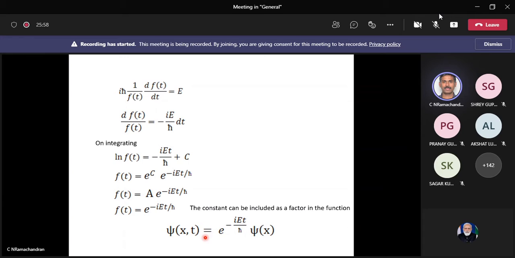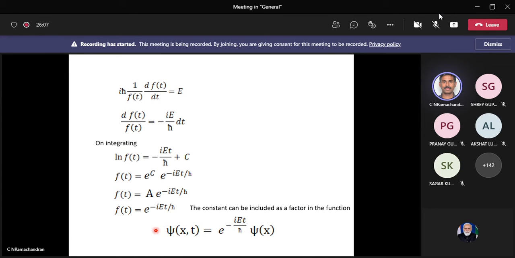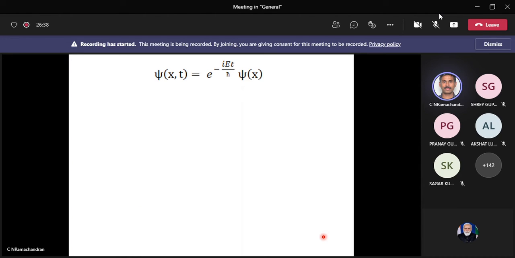Psi(x,t) = e^(-iEt/ħ) into psi(x), or psi(x) into f(t). So f(t) I am using this. If it is required, I can normalize these wave functions, but that depends upon system to system. Otherwise also I have no problem; if I want, I can multiply with the N of that. But for the normalization constant, we are interested only in the functional part, because the wave function for any system we have to normalize at the end depending upon the conditions. So here psi(x,t) we are writing as two parts, an exponential part and a position part, a function depending on position.